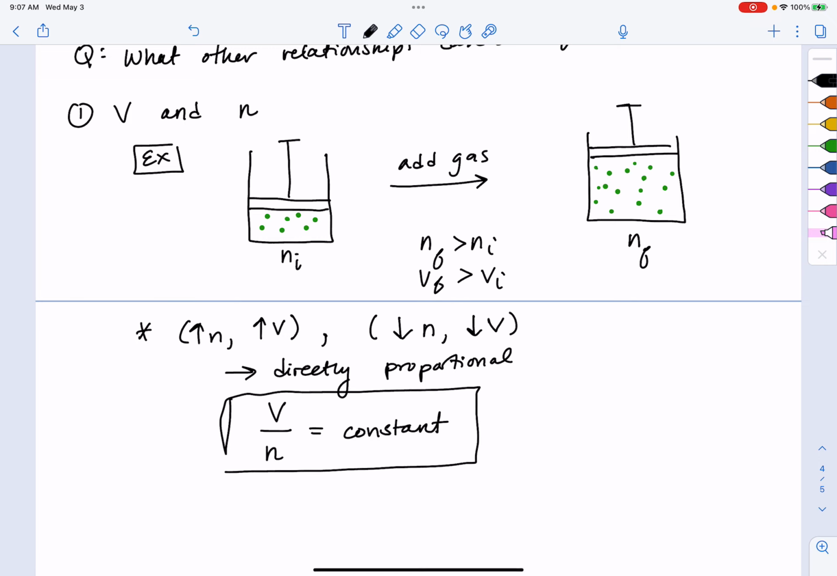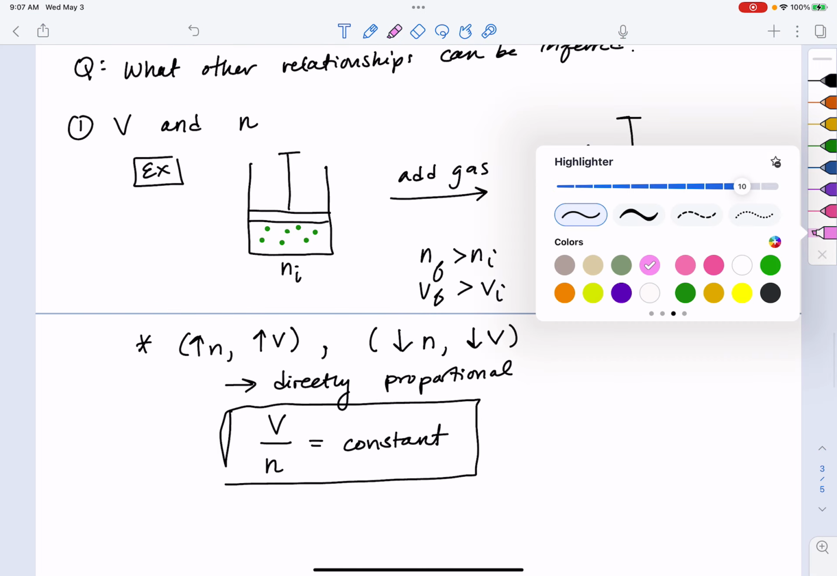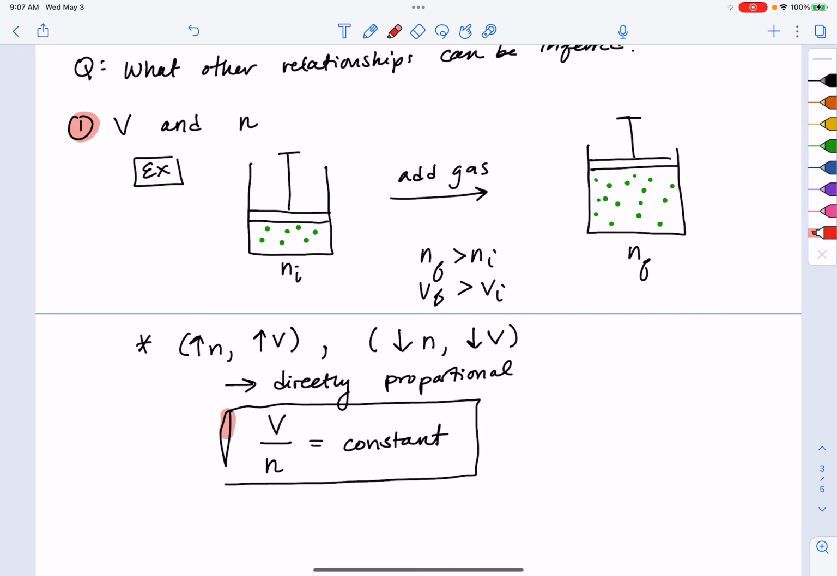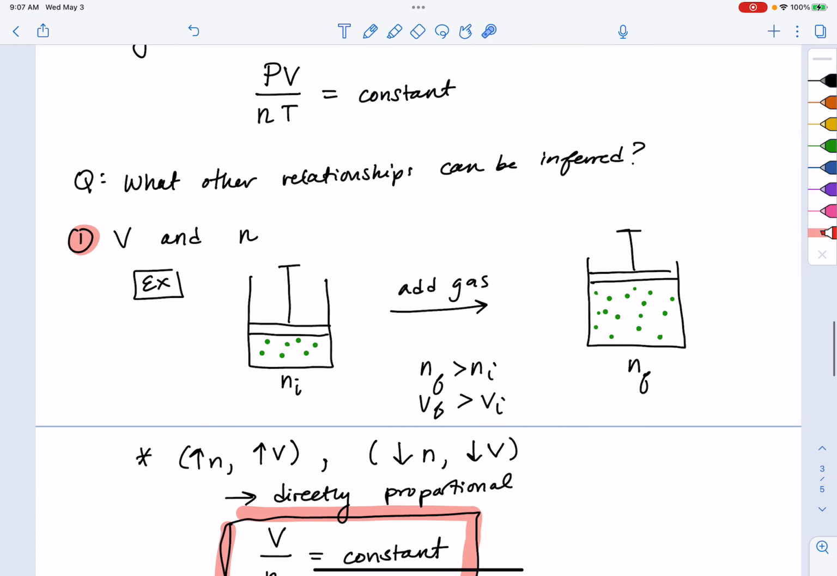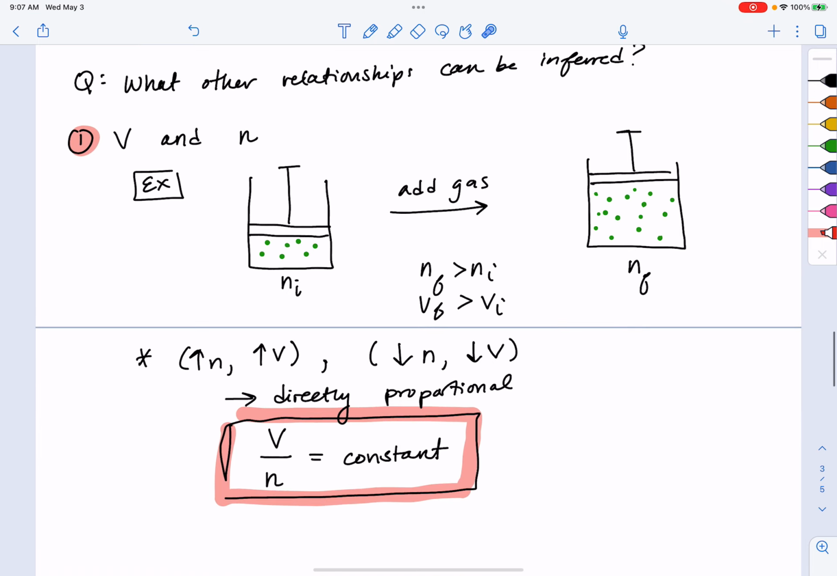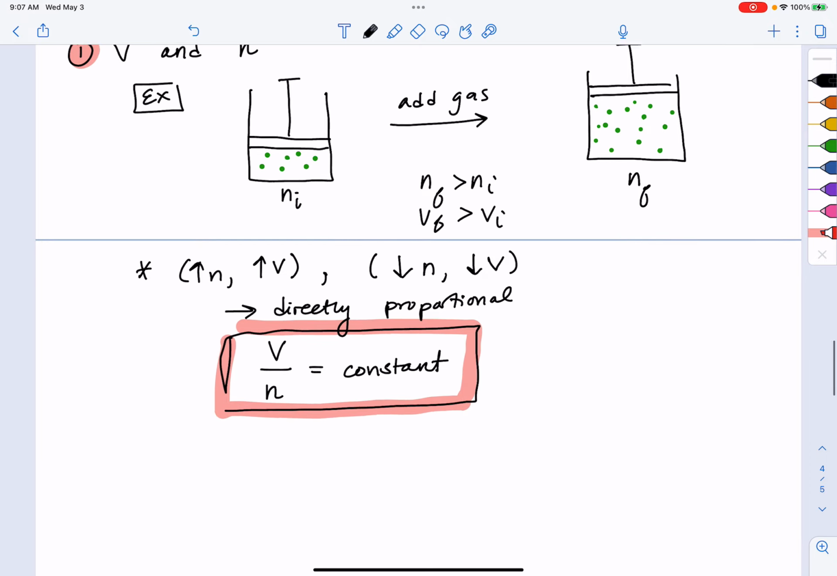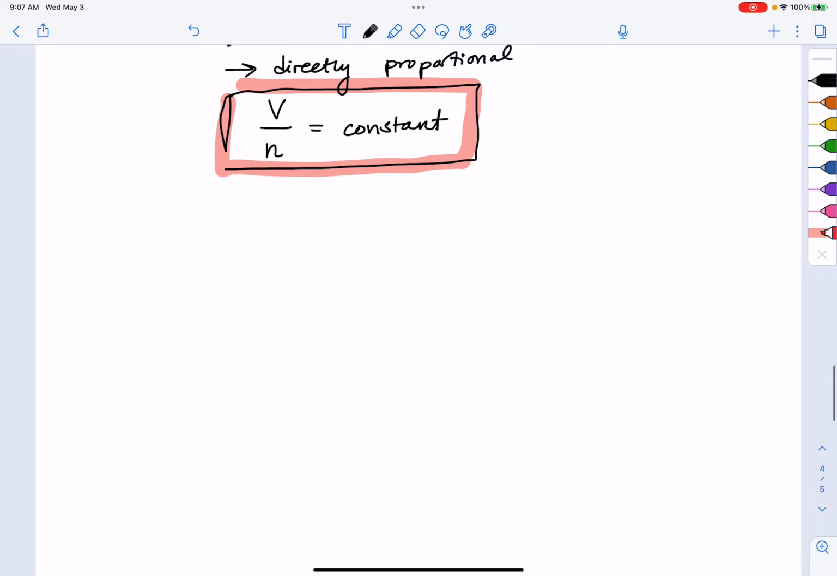Okay, is this what we see from our derivation that we did earlier? So let's look. In our relationship earlier, we have volume over moles is equal to constant. That does in fact agree with what we stated. This is not anybody's named law, but it's one that we can kind of follow rationally.